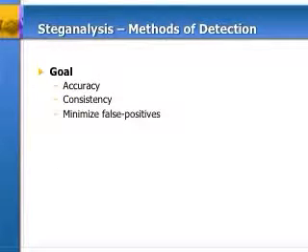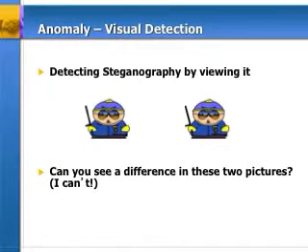The goal of steg analysis is accuracy, consistency, and to minimize false positives, which you're going to get when you first start out scanning your network for anomalies. So detect by viewing it, we've already talked about that. Unless you have the original picture, you're probably not going to be able to detect it. Hopefully you have pictures better than this on your network, but maybe not. But unless you have the original image to detect it against, you're not going to tell the difference.